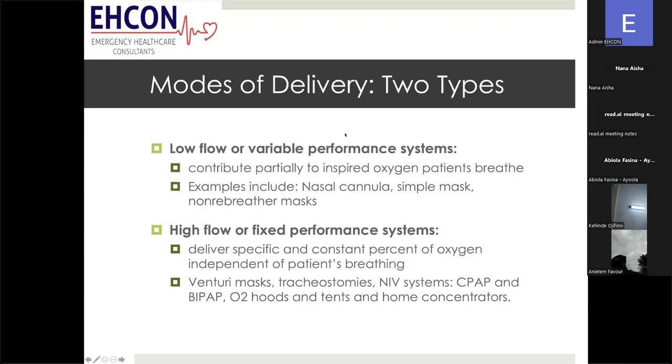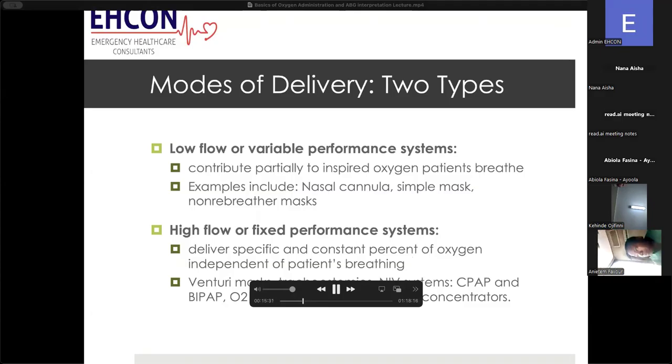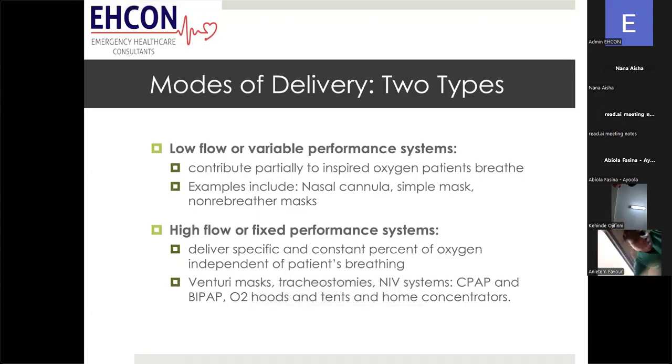So let's talk a little bit about the modes of delivery. There are essentially two types: the low flow or variable performance systems, and the high flow systems. In the low flow systems, you are contributing to what the patient is already able to do, which is why low flow systems are not appropriate for severely obtunded patients who are really altered and have completely lost their respiratory drive. These contribute partially to the inspired oxygen the patients breathe.